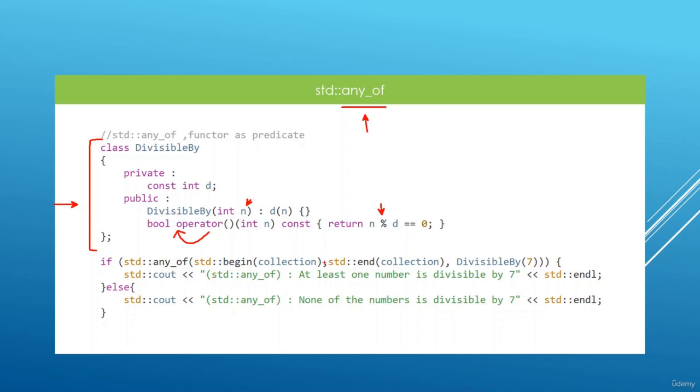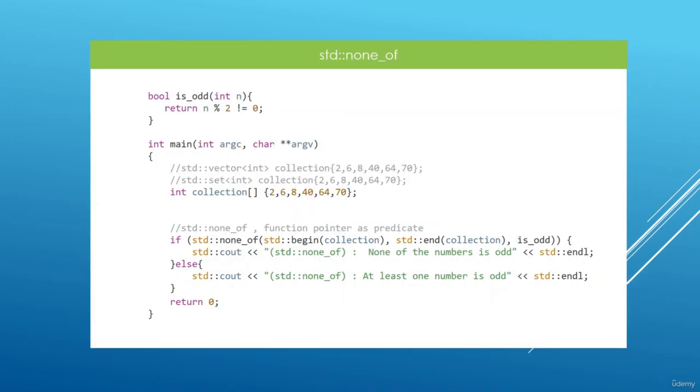So we're going to pass a collection, we're going to pass the beginning and the end iterator, and then we're going to pass our callback and see if any of the elements in our collection is divisible by 7. If the test is successful, we will print the message here. If the test is a failure, we will fall in the second block here, and this is going to work as we want. Let's look at another example, and that's going to be none_of.